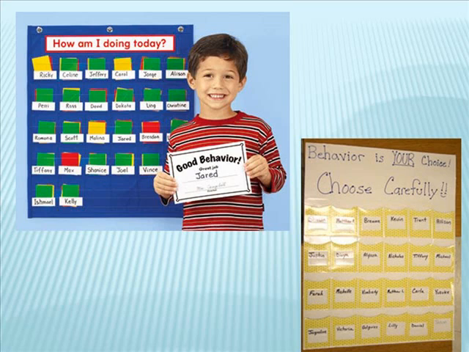Behavior is your choice. Choose carefully. This chart is similar in style, and also if you keep track of each student's behavior each day like this, it allows you to let parents know when there might be a problem, and you can keep track of which days a student is misbehaving, how many days of the week, and if maybe further steps need to be made to keep the student on track.